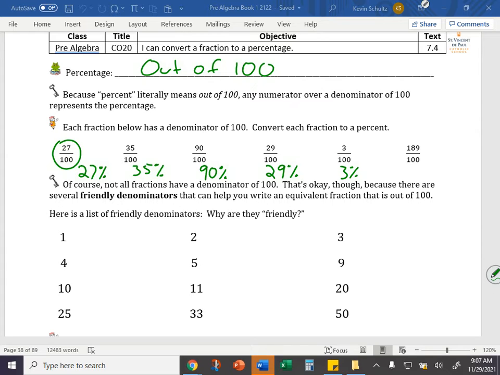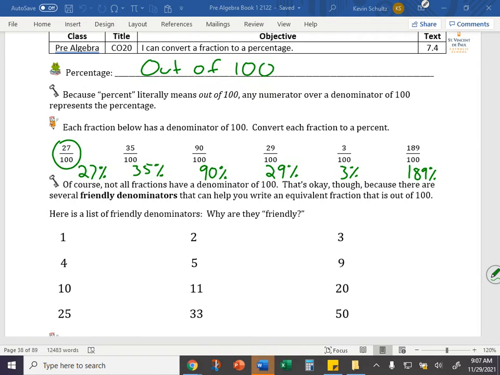Someone's calling in the answer. Colin, 189%. Okay? When your denominator is 100, whatever your numerator is, that is your percentage, because it's that much out of 100.